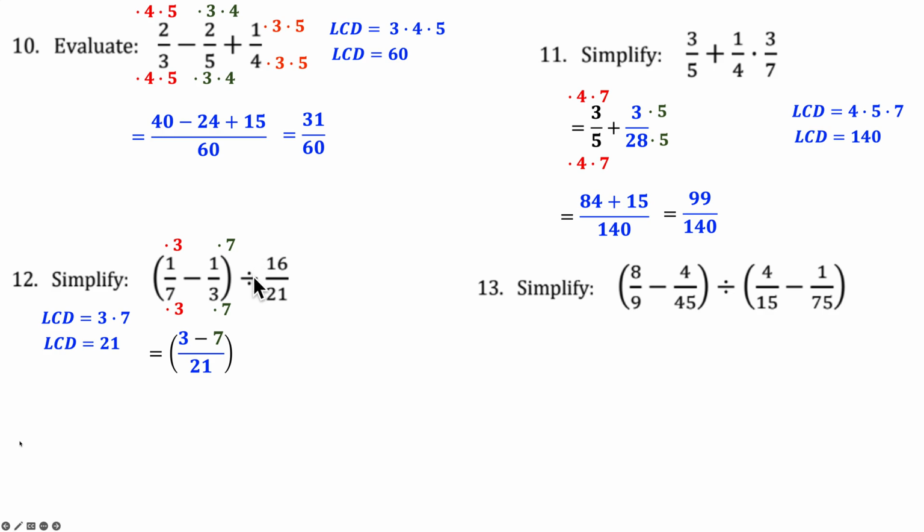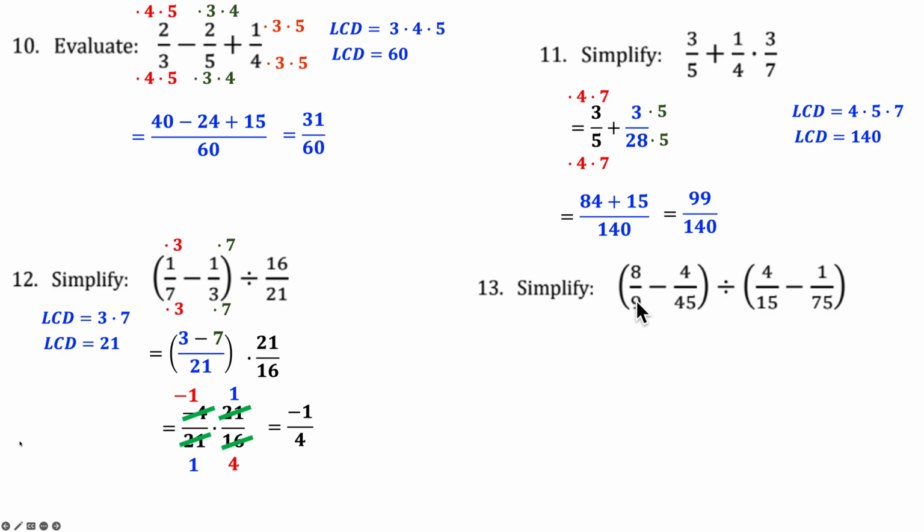Now, since we're dividing by 16 over 21, let's change the division to multiplication and flip the 21 over 16. So now the 21s can reduce to 1s. The 4 can go into 16 4 times. Negative 1 times 1 is negative 1. 1 times 4 is 4. There's my final answer. 13, simplify each set of parentheses before we divide.